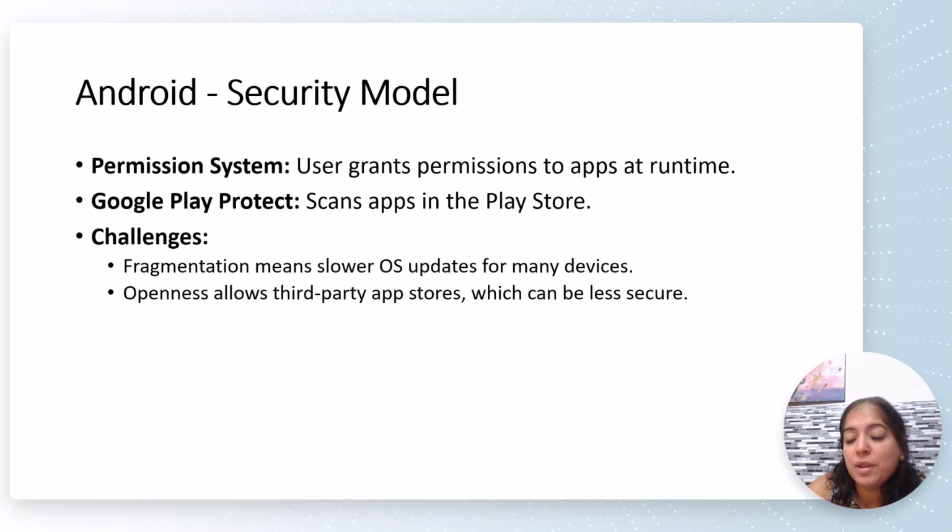The security model. Android security has improved dramatically. The runtime permission system, where you grant access to features like the camera when the app needs it, is very effective. However, the primary challenge is again fragmentation. When Google releases a security update, it must then be adapted by each manufacturer and rolled out by each carrier, leading to significant delays for many users and leaving them vulnerable. The ability to sideload apps from outside the Play Store also increases the risk.